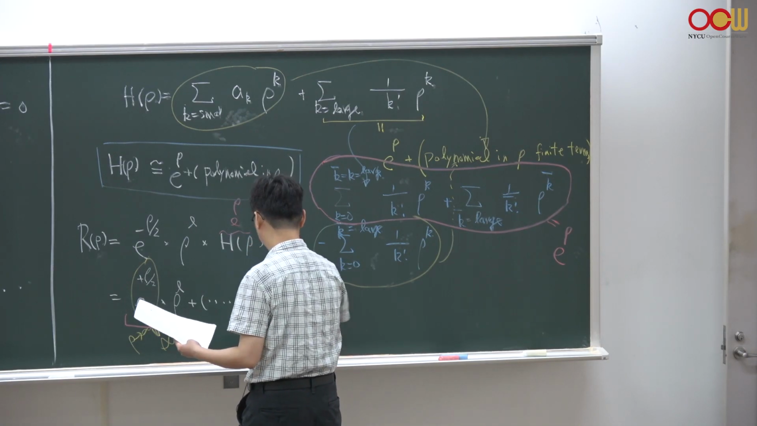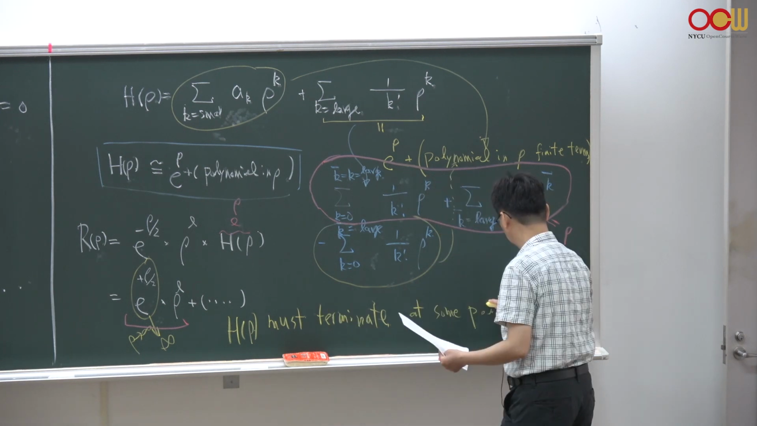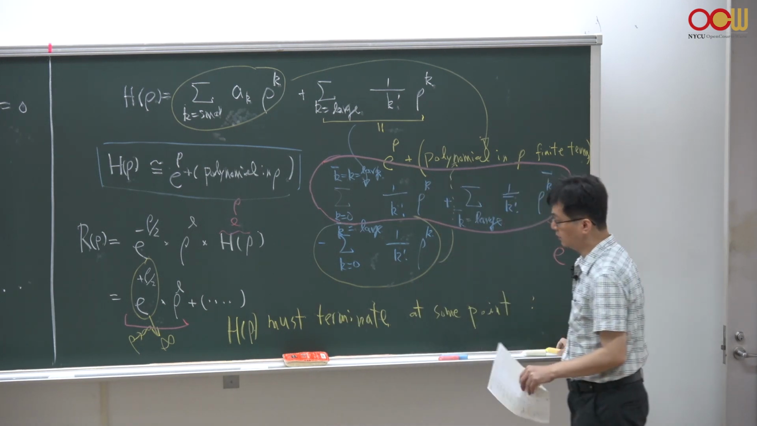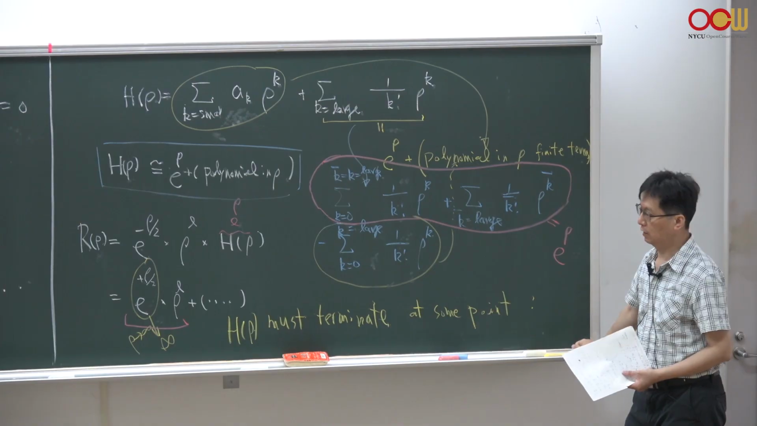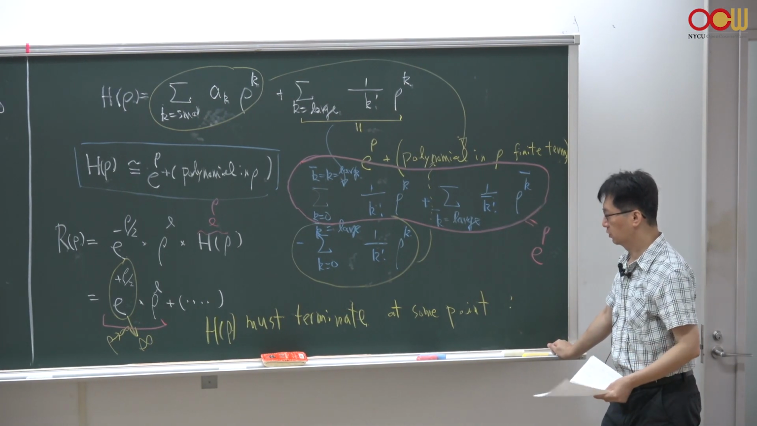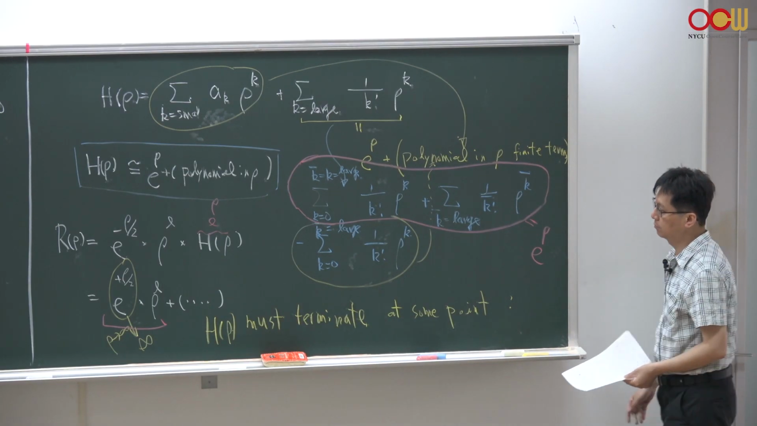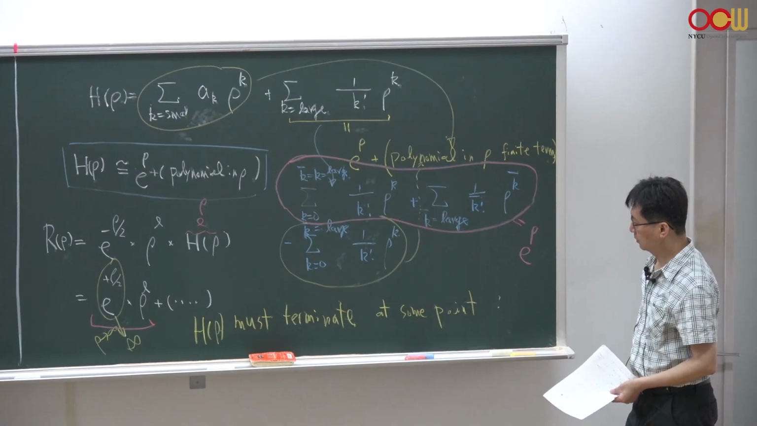This h of rho at some point. Remember, we have exactly the same conclusion in the harmonic oscillator part. So this h polynomial should terminate at some point. We must cut this polynomial at a finite number of terms.